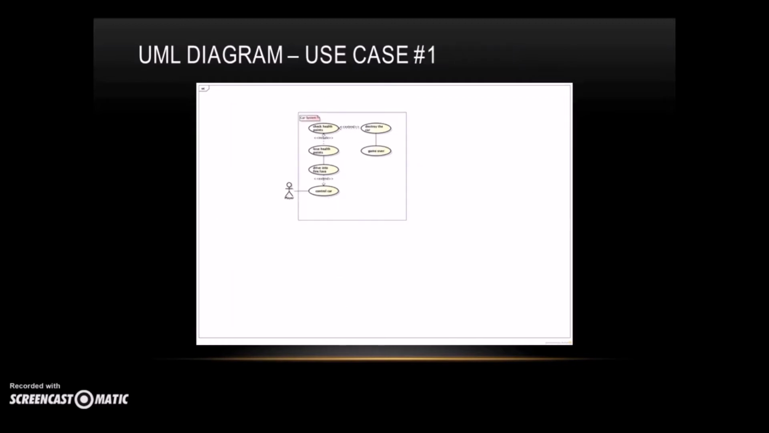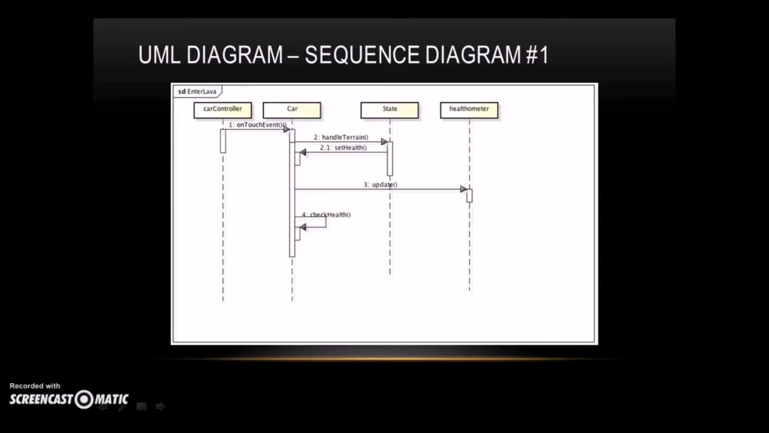Now I'm going to talk a bit more about each use case. The first one is called destroy the car. After the car leaves the road and enters lava, it will lose HP. The system will check its HP and destroy the car if the value of HP reaches negative. You can see this in the sequence diagram. When the untouched event is called, the state of the car will change and health points will get affected too. After that, the health meter will get updated.